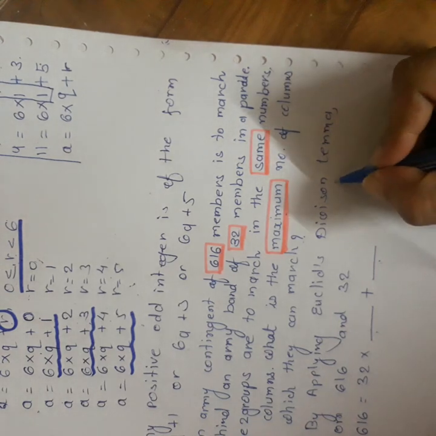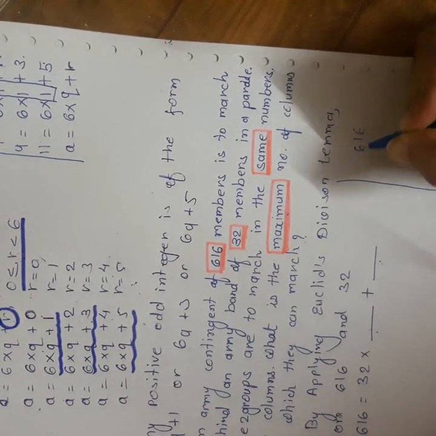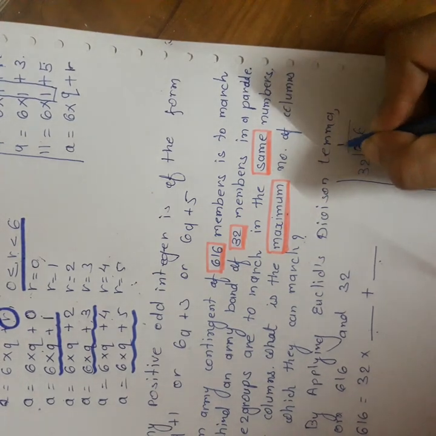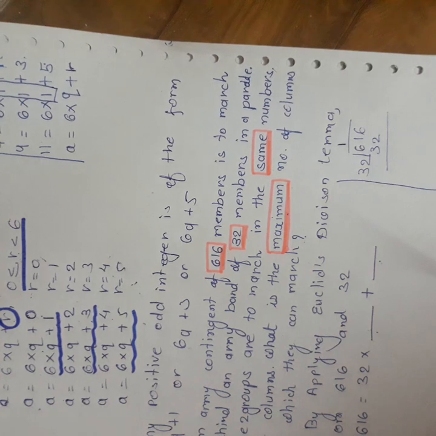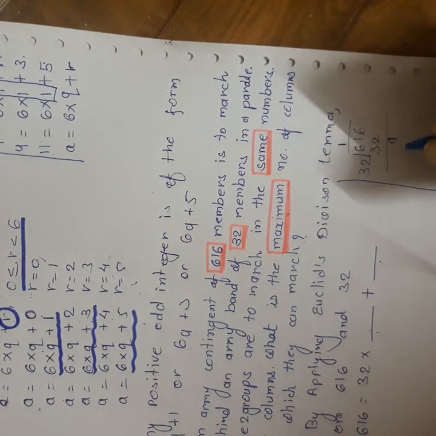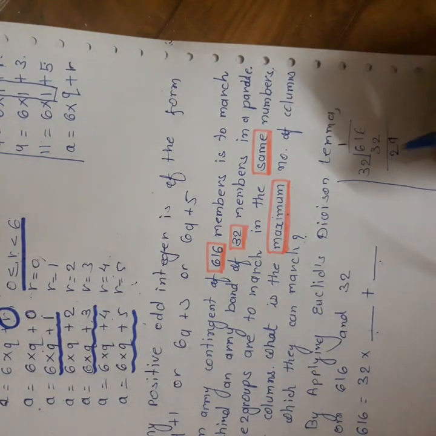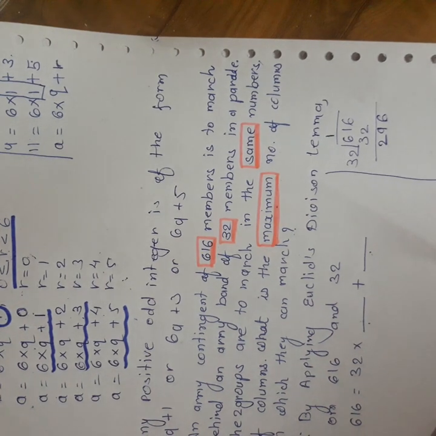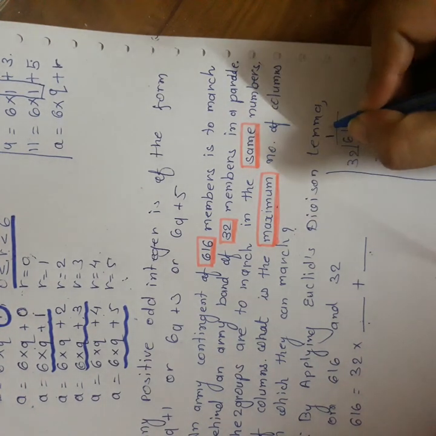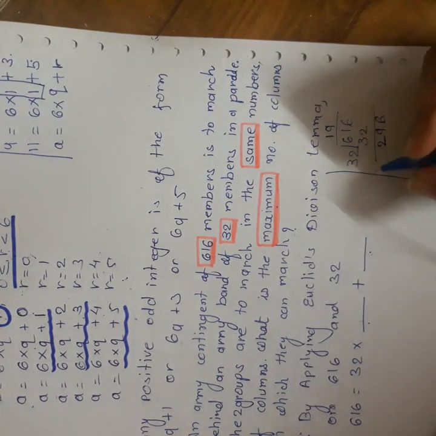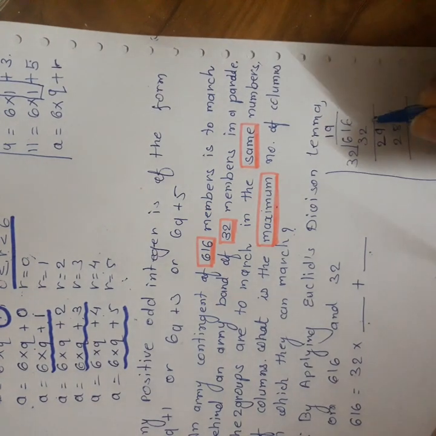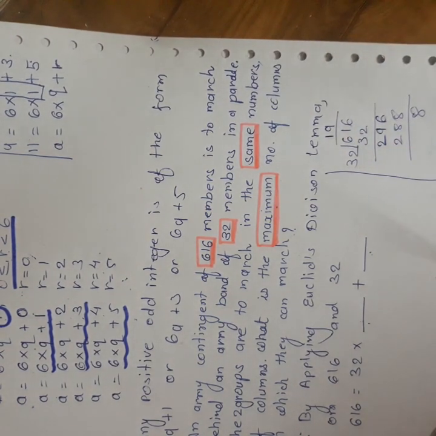Okay, we just fill in these two numbers, the quotient and the remainder. So when we divide 616 by 32, what we get? The quotient is 19, and 32 nineteens are 608... so the remainder is 8.